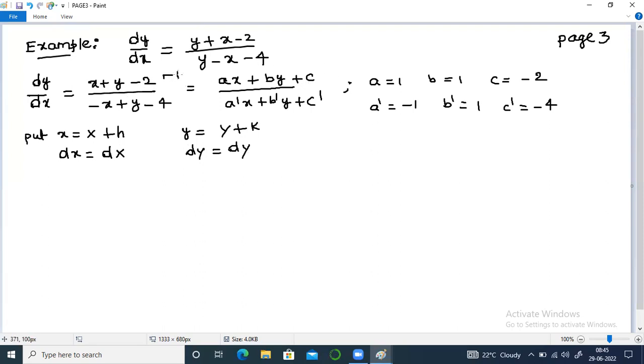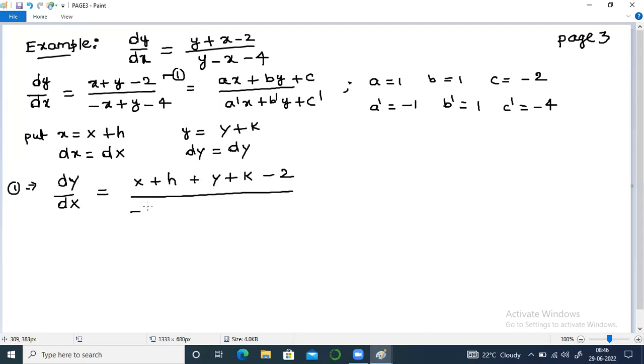Okay, I'm writing equation 1 now. d small y becomes d capital Y, and d small x becomes d capital X. Small x, how much? Capital X plus h. Small y, how much? Capital Y plus k. Minus 2 over, what is minus small x? Small x means capital X plus h. What is small y? Capital Y plus k. What is the constant c'? Minus 4 here. This is the equation.